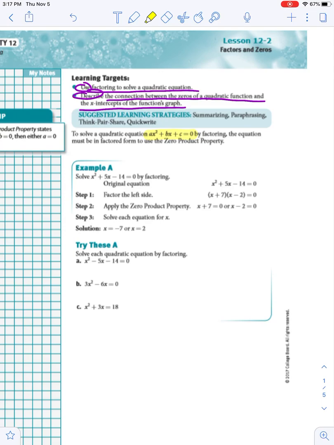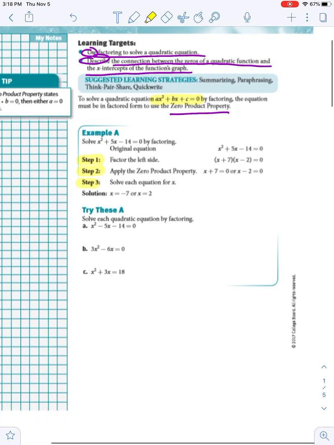What we're going to do today is solve this equation by factoring, or find its zeros using factoring and what's called the zero product property. The way we do that is we start with the original equation and make sure it's set equal to 0. Then we factor the left side, apply the zero product property, which means set each factor equal to 0, and then finally solve each equation for x. When you're done, you may have two answers. For the most part, you'll have two answers.